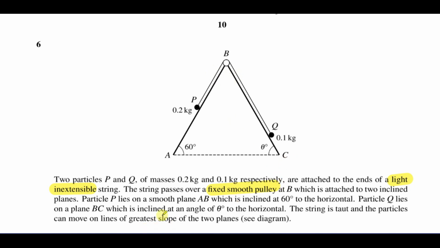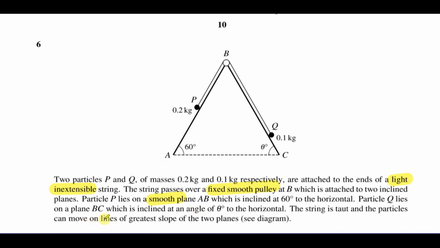The string is attached to two inclined planes. Particle P is on the smooth plane AB, meaning no friction, which is inclined at 60 degrees to the horizontal. Particle Q lies on a plane BC, which is inclined at an angle of theta to the horizontal. The string is taut, meaning there is tension in the string, it's not loose, and the particles can move on lines of greatest slope of the two planes.